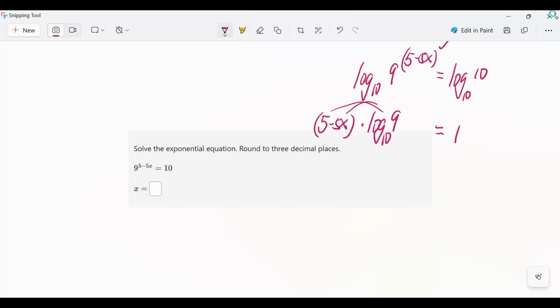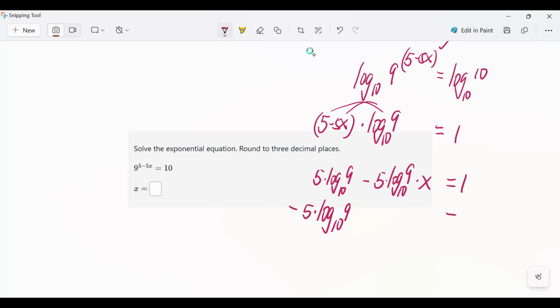So 5 times log 10 of 9 minus 5 times log 10 of 9 times x equals 1. And next up, usually it's easier to move the x term to the other side, but it's okay. We're just going to subtract log 10 of 9 on both sides of the equation.